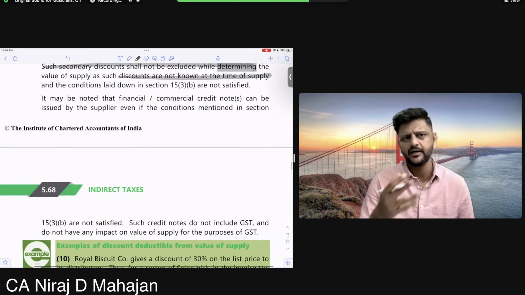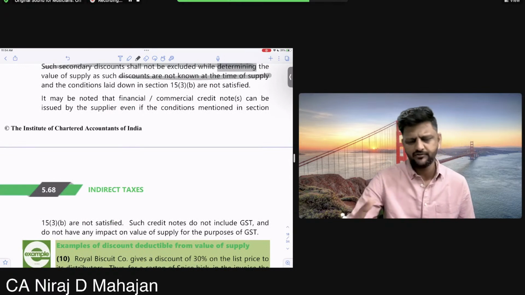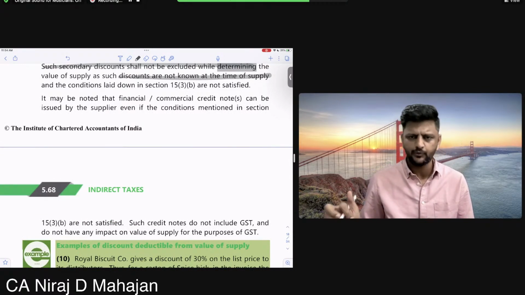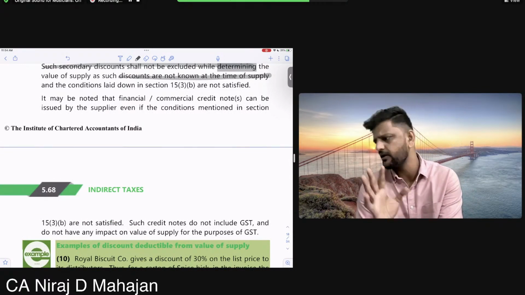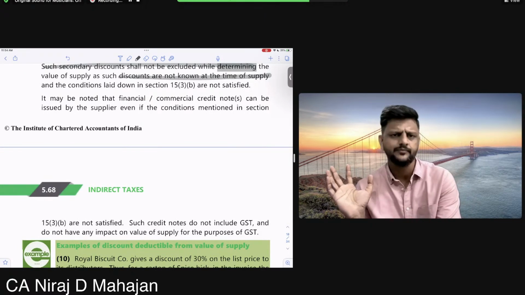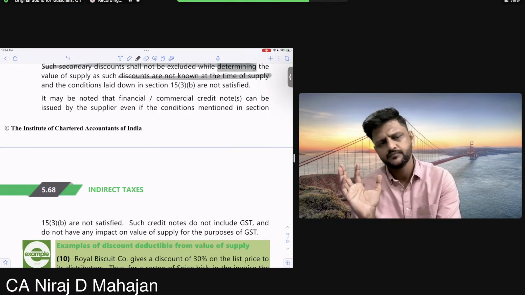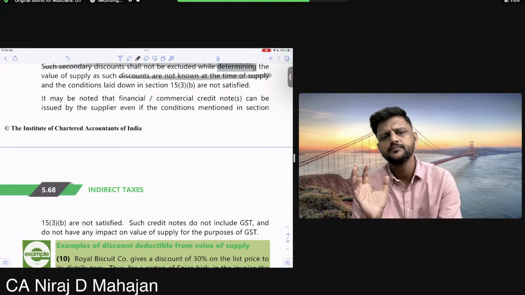And see, again they are repeating the same thing. Even if a GST credit note cannot be issued, you can still issue a commercial credit note which has no impact on GST. That is okay. Is it okay, everybody?